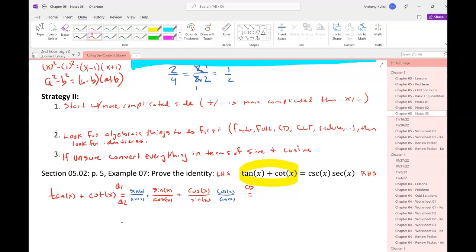All right, what's sine x times sine x? It's not 2 sine x. It's sine squared x, yes. If I had sine x plus sine x, that would be 2 sine x. And then what's cosine x times cosine x? It's cosine squared x. And that's all over our common denominator, which was sine x times cosine x.